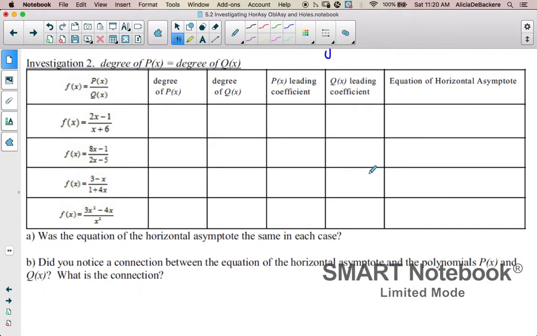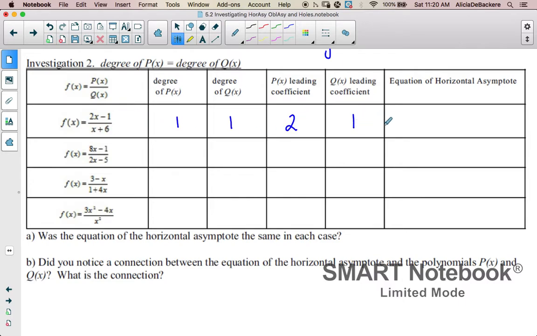Taking a look at investigation 2, now we're looking at what happens when the degree of the numerator is equal to the degree of the denominator. So hopefully you find that in each one of these. Here, my first example, the degree of the top is 1, the degree of the bottom is 1, and then they're asking for what is the leading coefficient. So looking at that term that had the highest degree on x, what was the coefficient? It was 2. And then in the denominator, same thing. What was the coefficient? It was 1.